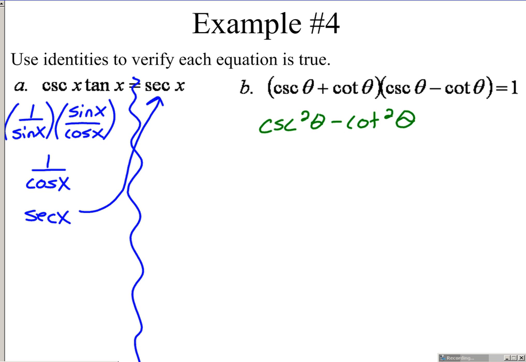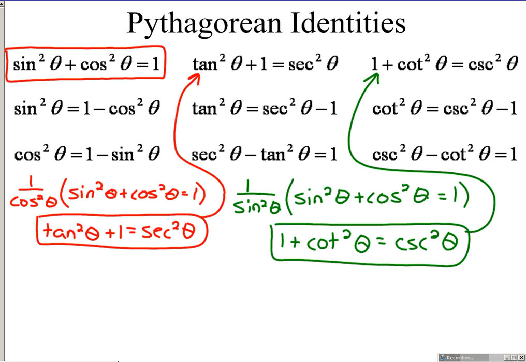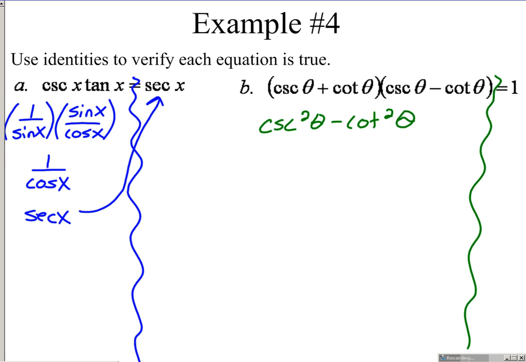And now anytime you see trig functions squared, you should automatically be thinking of Pythagorean identities. The Pythagorean identities is what relates trig functions that are squared. Cosecant squared minus cotangent squared. If you look at your previous slide here, cosecant squared minus cotangent squared is just equal to 1.